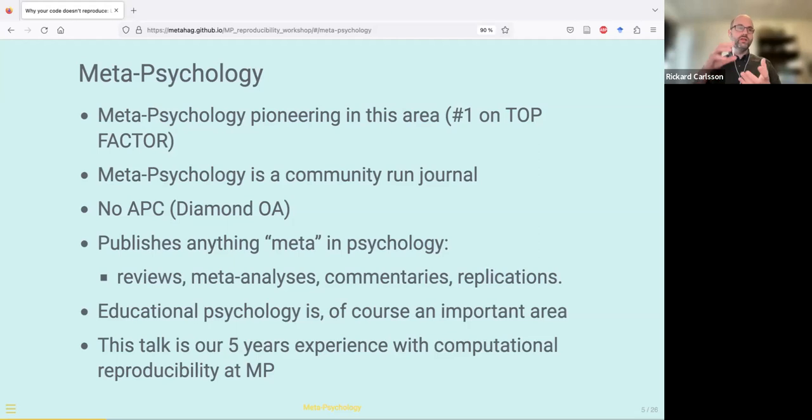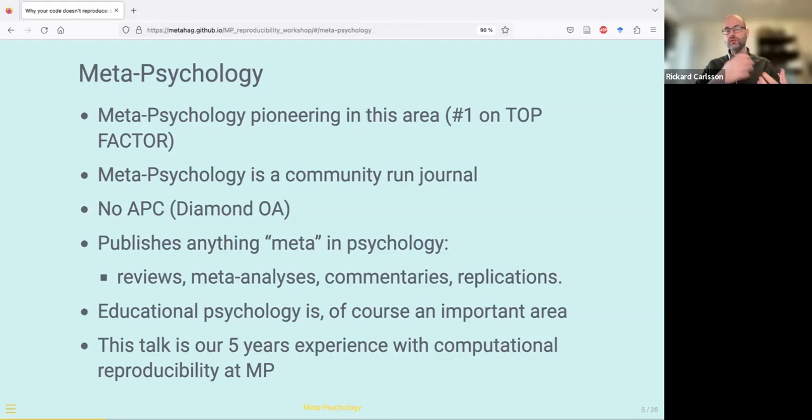So every journal gets audited by a team connected to the Center for Open Science. They go through all the journals and see what kind of open science practices are being enforced. And we are currently ranked number one on that. But there are some other good journals that are also very, very close, that can be relevant for educational research or educational psychology anyway.